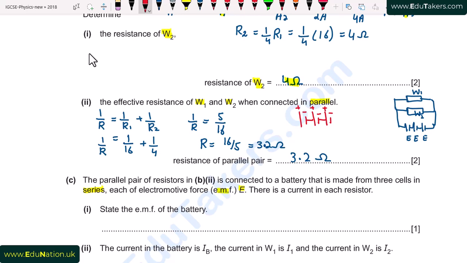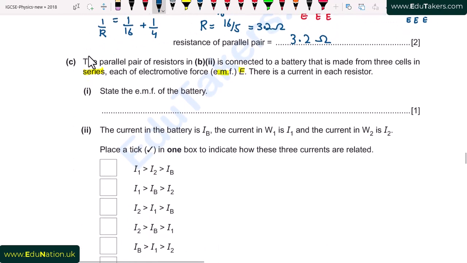In this case, when we find the total EMF, it will be the sum of all the EMFs. All of these have EMF E, so I just add all of these to find the total EMF, and it will be equal to 3E. I write here it is 3E.